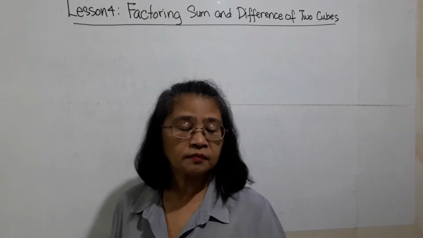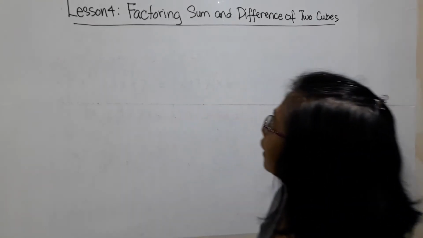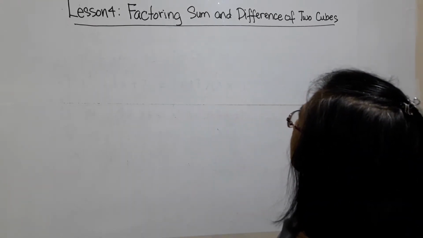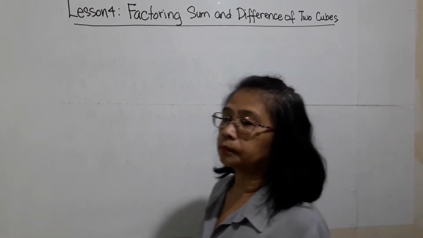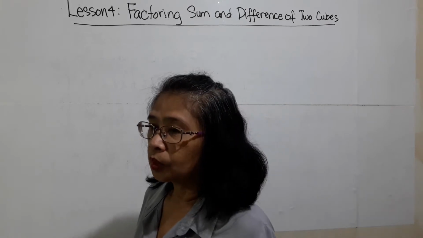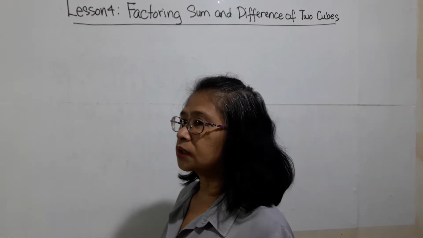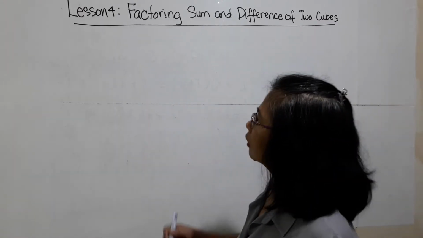Hi, I'm Teacher Malyn. Now we are going to discuss Lesson 4, which is factoring sum and difference of two cubes. So you know already what a perfect square is. What about a perfect cube? What numbers are considered as perfect cubes? Okay, let's have a recall.